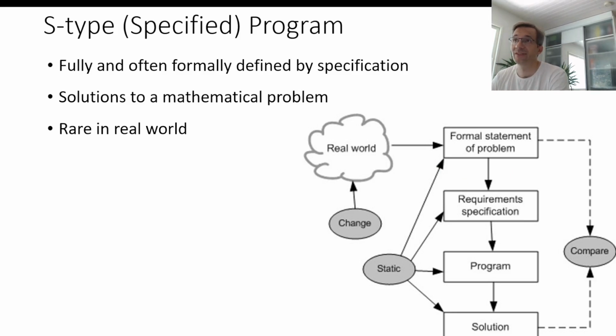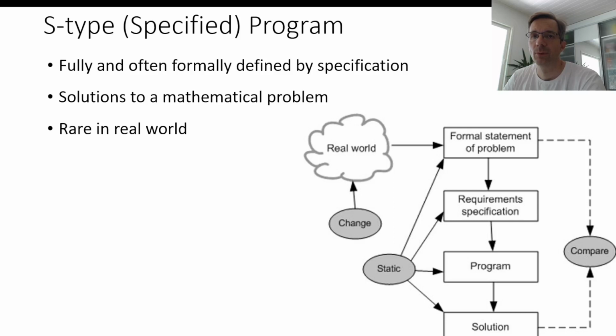Checking whether the program is acceptable for the stakeholders only consists of checking whether the solution produced by the program matches the formal definition of the program. Common S-type systems include programs that solve mathematical problems. For example, calculating the lowest common multiple of two integers or performing matrix operations such as addition, multiplication, or inversion. No matter what happens in the real world, these problems and their solutions won't change as they are formally defined.